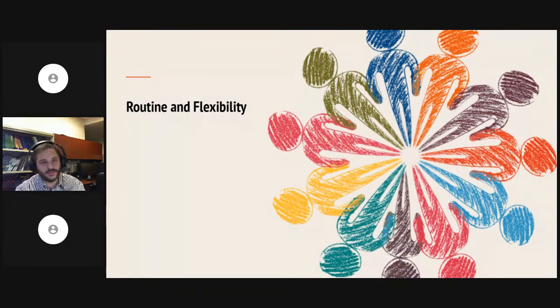So some last words about this, about routine and about flexibility. Here are some of my tips. Number one, standing assignments. So what do I mean by standing assignments? Standing assignments means things that the students know they need to do every week or every meeting, whatever your meeting pattern is, whatever schedule, whatever routine you set up. They know this is something they can do.